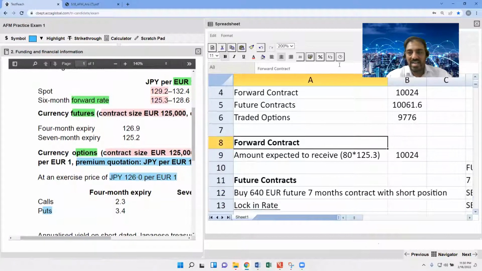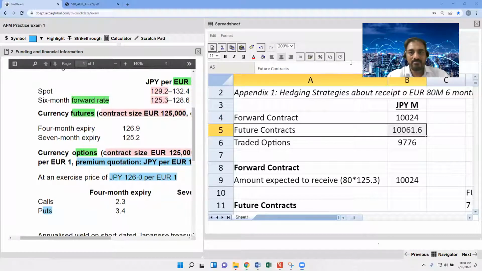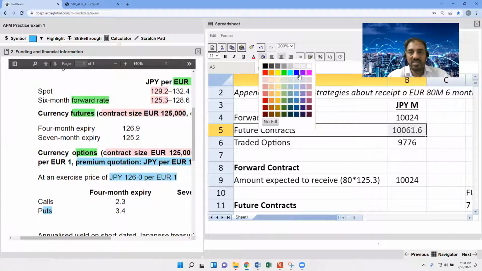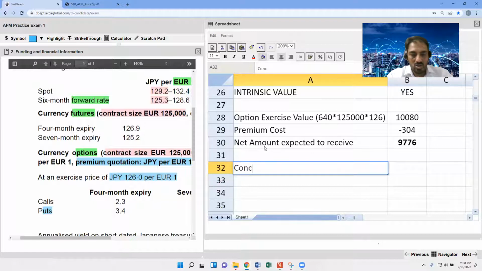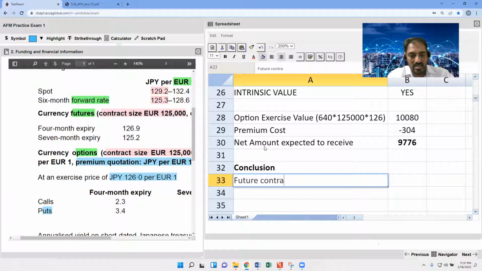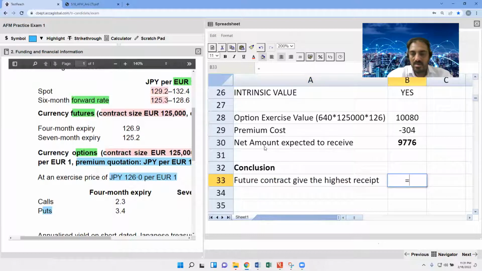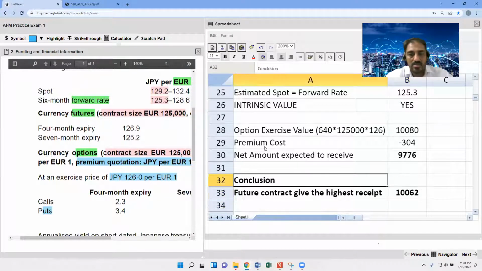So now the conclusion: which one is the best option for hedging? The future contract. We will mention here in the conclusion that the future contract gives the highest receipt, which equals 10,062. This one is the conclusion.